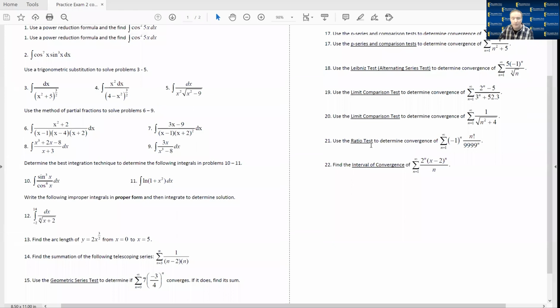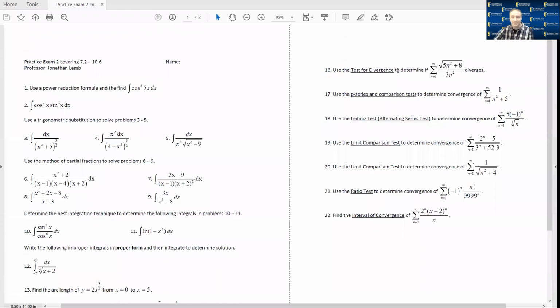let's see here. For 16, here we go. Oh, it's just the test for divergence. Now, what I need you to remember for the test for divergence, this should be an extremely easy answer. But the problem that I see students do with this one is they want to think the test for divergence does more than it does. The test for divergence can only tell you if a series diverges. It can never tell you if a series converges.